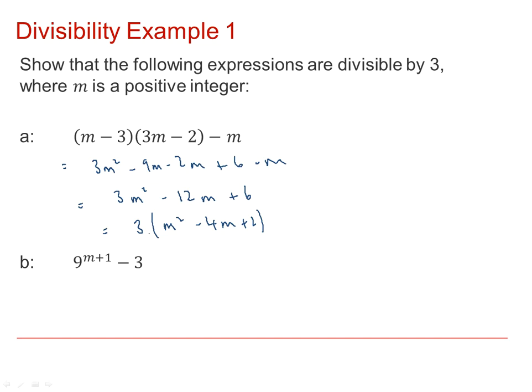The second one, in a similar sort of way, the first part of the expression, 9 to the power m plus 1, can be written as 9 multiplied by 9 to the power m. So we've got 9 multiplied by 9 to the power m minus 3. And of course, again, we've got a factor of 3, which we can take out from that. So that's equal to 3 times, and then inside the bracket, 3 multiplied by 9 to the power m minus 1. And again, we've got a factor of 3. So therefore, these are divisible by 3 for positive integers m.